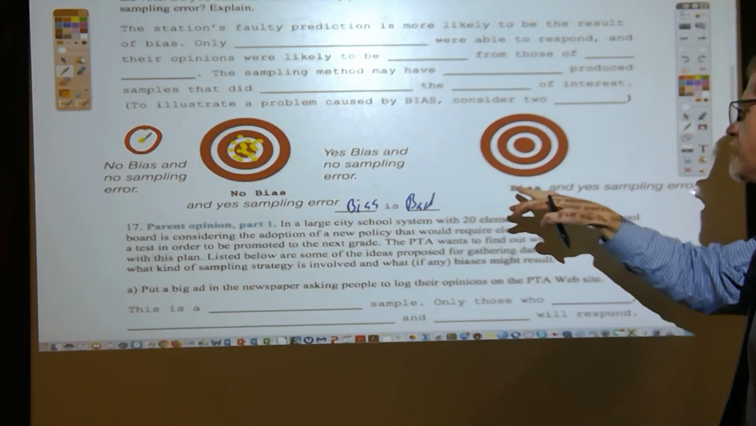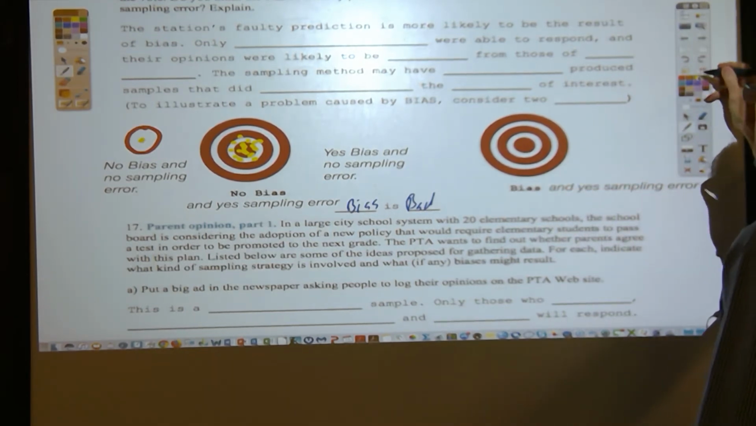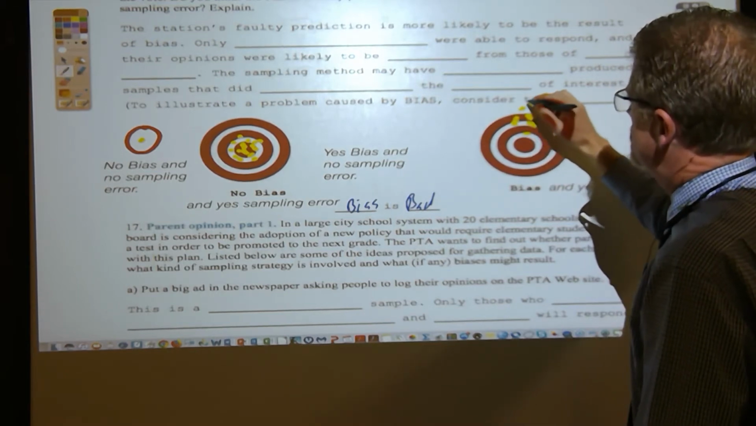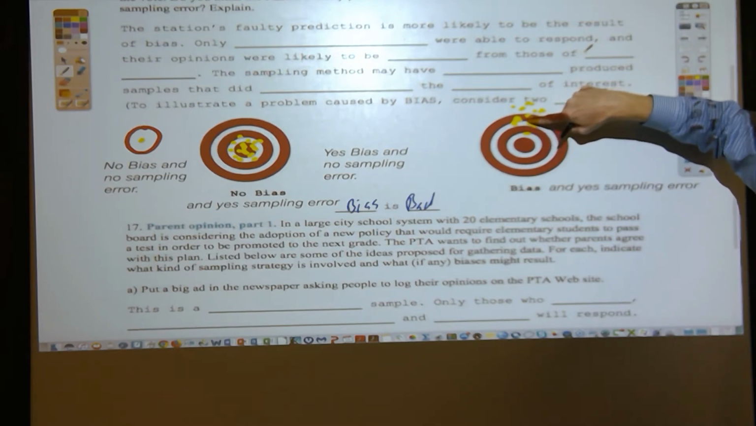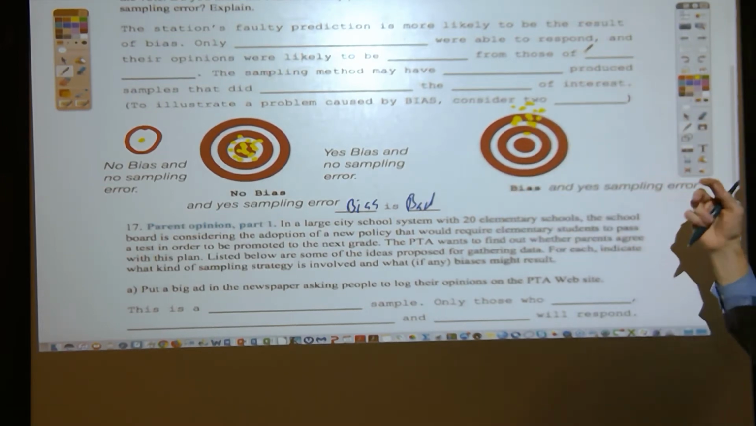Now, what if you had bias and sampling error? If you had bias and sampling error in this metaphor, you would hit the target and the average of all of your arrows would be something other than the bullseye. This is what bias with sampling error would be.